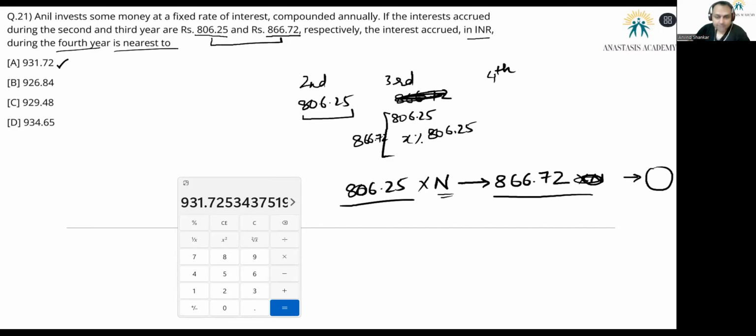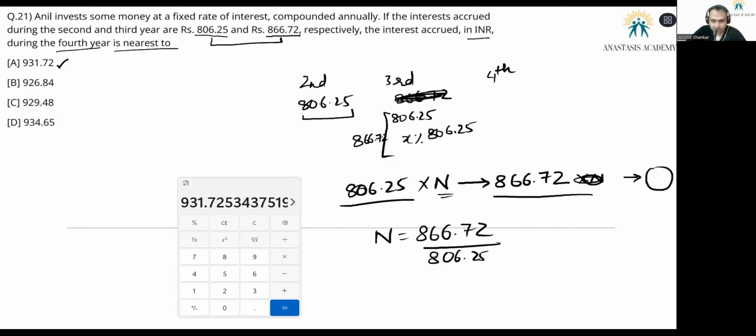I can figure out the value of that constant as 866.72 by 806.25. यहाँ पे इंटरेस्ट रेट निकालने मत लग जाना. Please don't calculate the interest rate. From what I can recall, किसी ने इंटरेस्ट रेट कैलकुलेट करके 7.5% निकाला था?